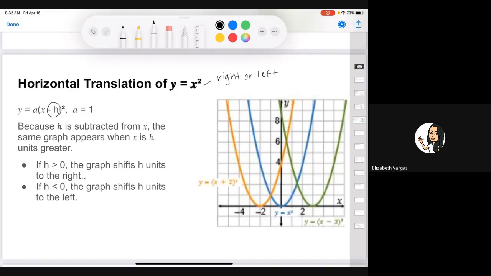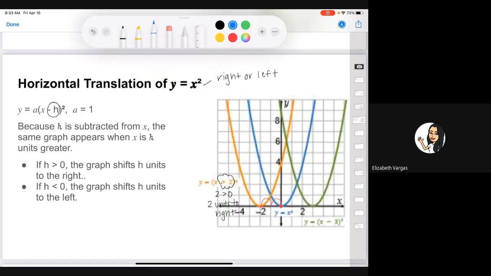If our h is greater than 0, the graph will be shifted that many units to the right. And if h is less than 0, then we will move the graph h units to the left. In this example, we added 2. 2 is greater than 0, so that means we're going to move 2 units to the right. We can see that actually happening. Here's our standard. We're moving 2 units to the right, 1, 2. That's where our points move. So we moved it 2 units to the right.